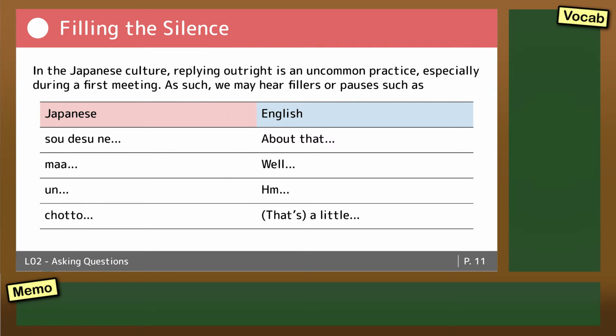In Japanese culture, replying outright with a straight yes or no is an uncommon practice, especially during a first meeting. As such, we may hear fillers or pauses. In the English language, we have um and well. But in the Japanese language, we may use the following phrases to fill the silence and soften our replies. そうですね。まあ。ちょっと。These feelers can also help you buy some time as you organize your thoughts and construct your replies.